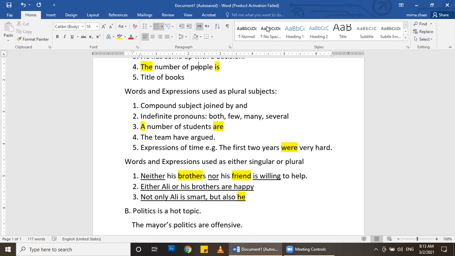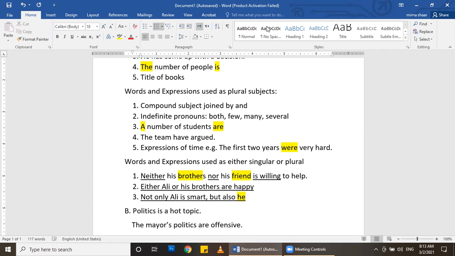Whenever I have these pronouns, I consider them as plural words. For example, both, few, many, several. For both or few students, I say "are." I don't say "is," because it's always plural.